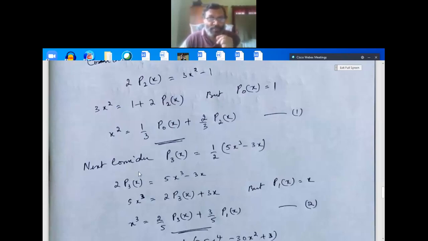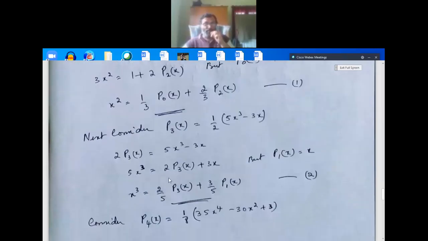Okay, so consider now you want x cubed. So P3 of x is equal to half into 5x cubed minus 3x. I bring 5x cubed to one side, remaining to the other side. So 5x cubed equals 2 into P3 of x plus 3x. And here you know P1 of x is x. So in place of x, I can write P1 of x. And so here x cubed equals 2 by 5 P3 of x plus 3 by 5 P1 of x. So x cubed is expressed in terms of Legendre polynomials.